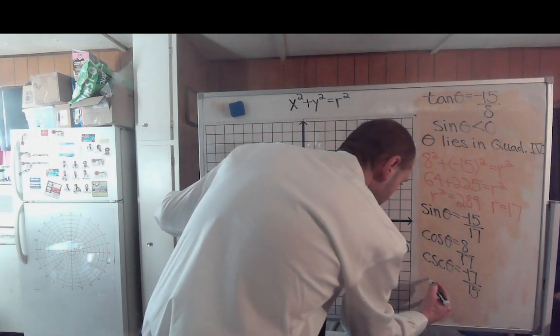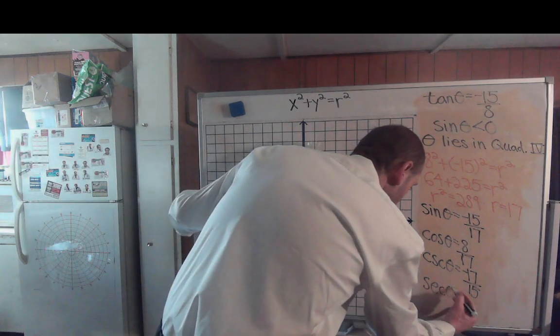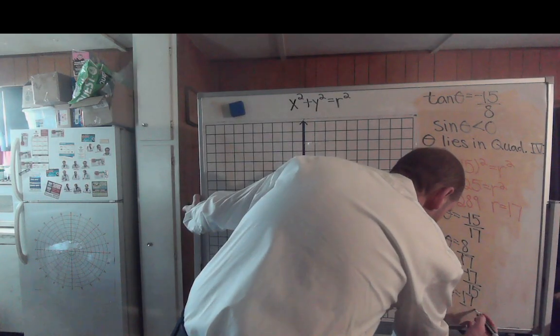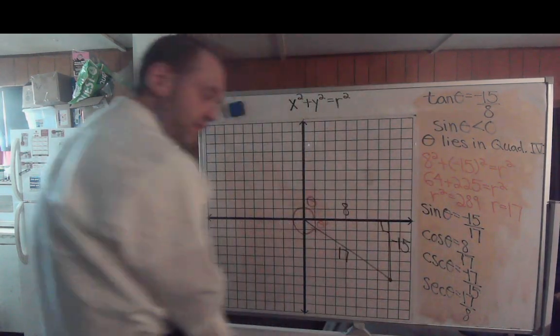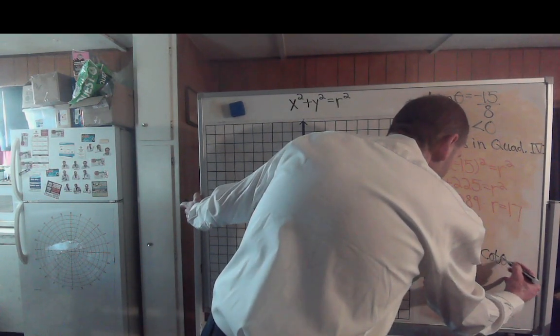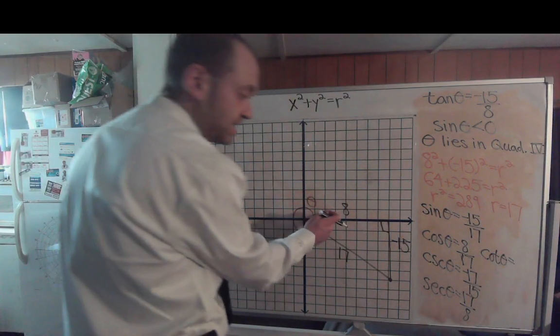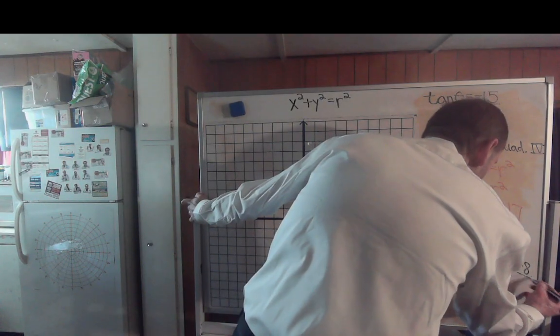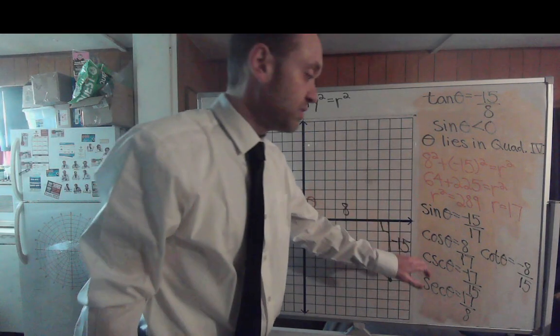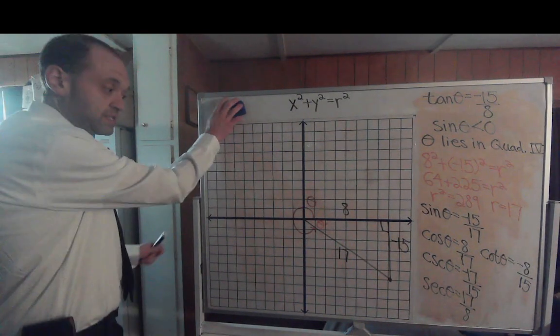Let's find the secant of theta. That equals the hypotenuse over the adjacent, so that'd be positive 17/8. And then we can find the cotangent of theta. The cotangent of theta is the adjacent over the opposite, so that'd be negative 8/15. So based on the original given information and finding the radius, these are the values of your 6 trig functions.